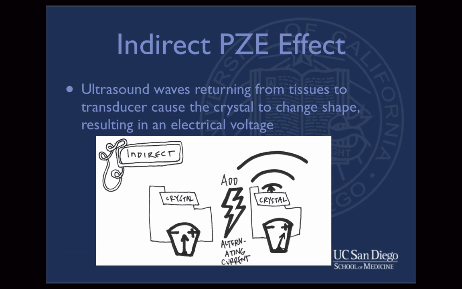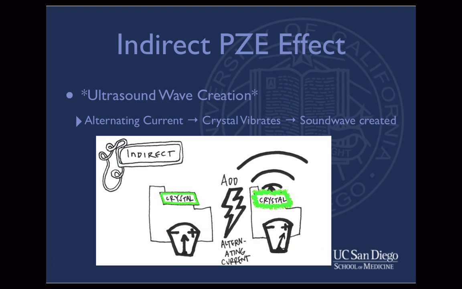The indirect piezoelectric effect is illustrated on this slide. Note the alternating current is applied to the crystal, which causes it to change shape. The crystal vibrates at a high frequency. Overall, the indirect piezoelectric effect, in essence, describes the creation of ultrasound waves. The alternating electrical current affects the crystal, and high-frequency sound waves are thus produced and transmitted into the tissue.